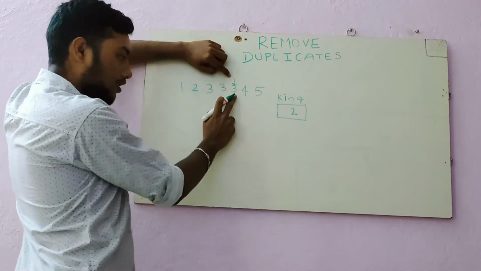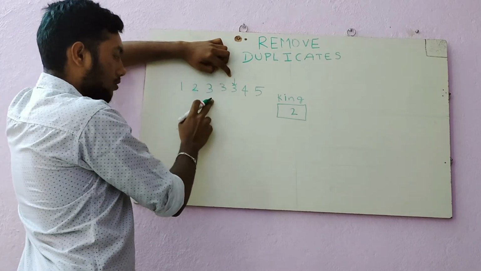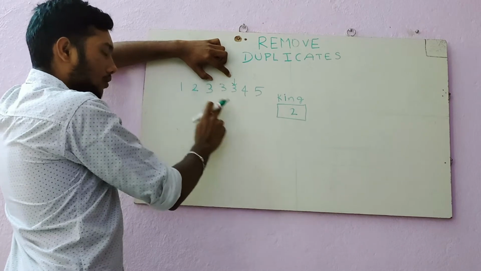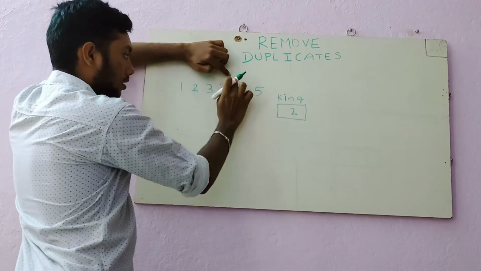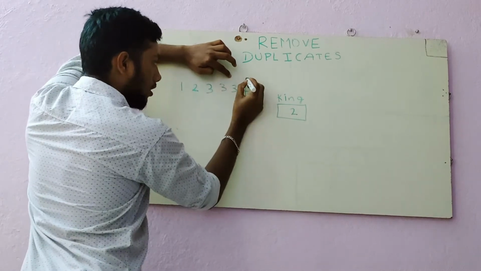Now this person wants to be a king. Current king at index 3. So it checks with the current king. It is a duplicate value. It cannot be a king. So nothing happens here. The pointer moves here.